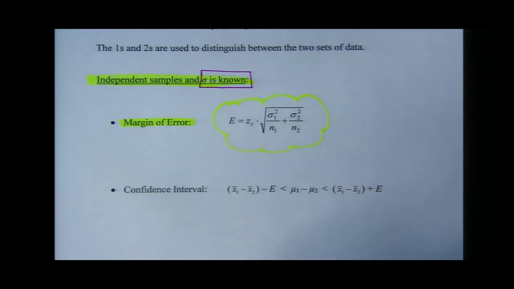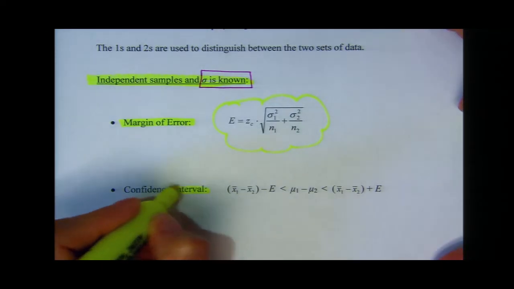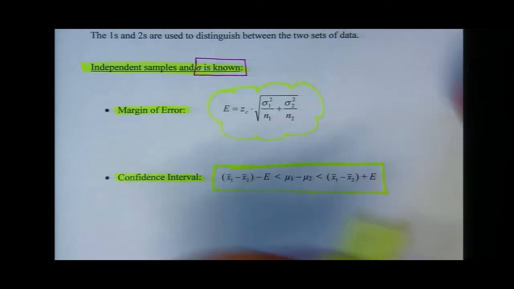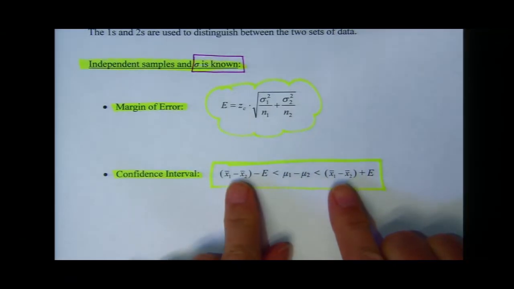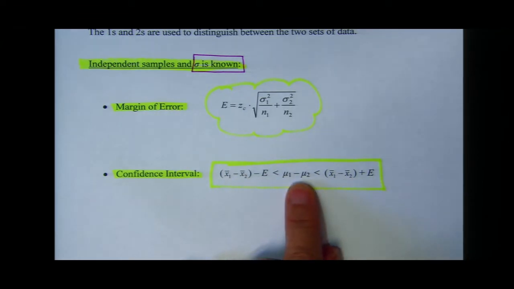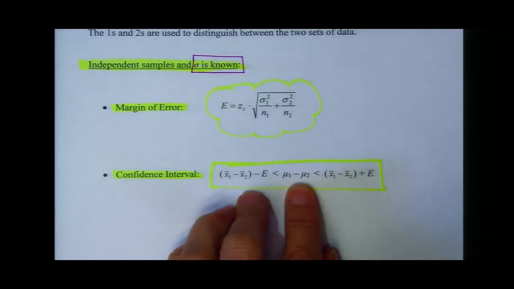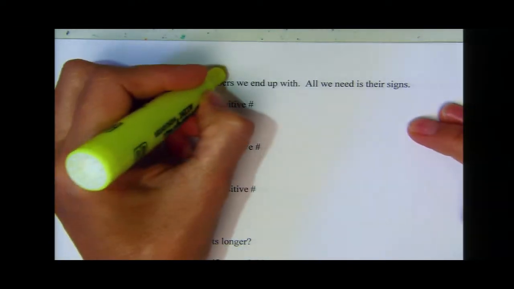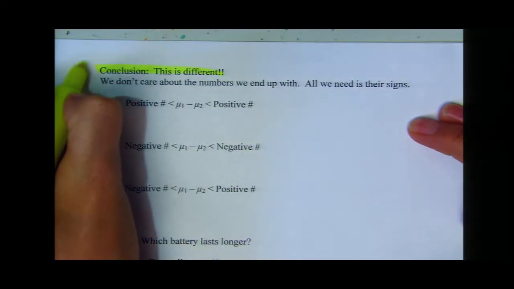And the confidence interval, if you'll notice, it is different. Now we still subtract E and we add E, but notice we have the difference of our X bars minus E and plus E. And of course, what we are estimating is the difference of the population means. Now this leads us into the conclusion, and it is in the conclusion that is different than what we have done so far. So this is what you have to pay attention to.